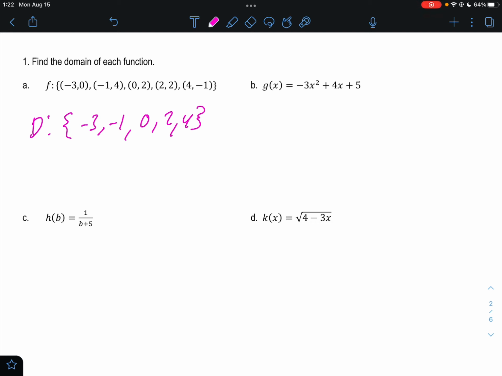Letter B. This is just a quadratic. A quadratic would give us a parabola. There is nothing that we can't use in quadratics, ever. So a quadratic will always have a domain of all real numbers. Sometimes we write that like this, a double R, meaning all real numbers. However, when using interval notation, we want to use negative infinity to infinity.